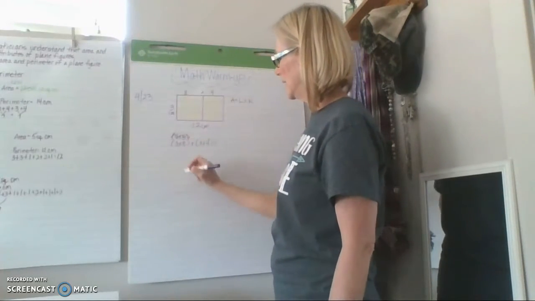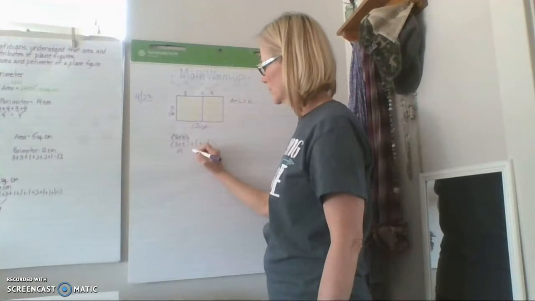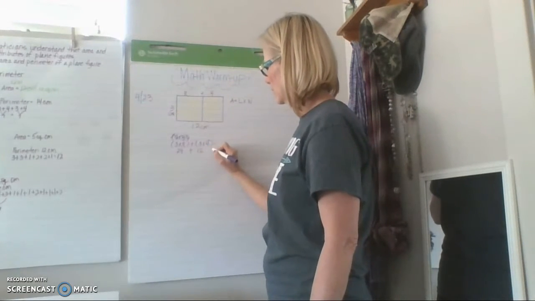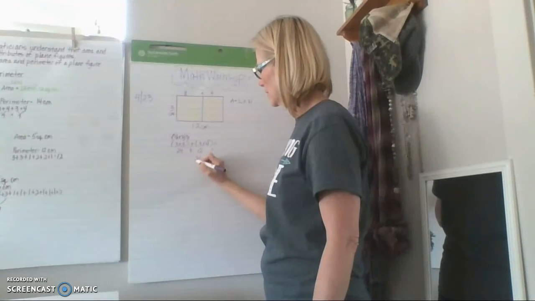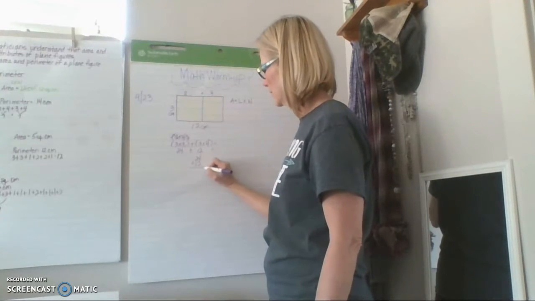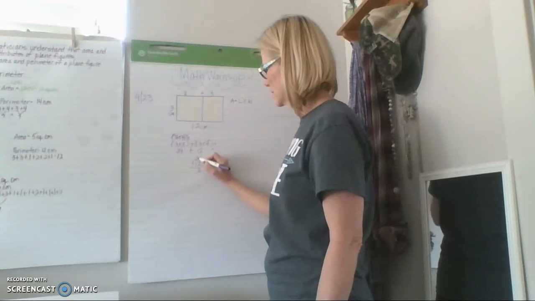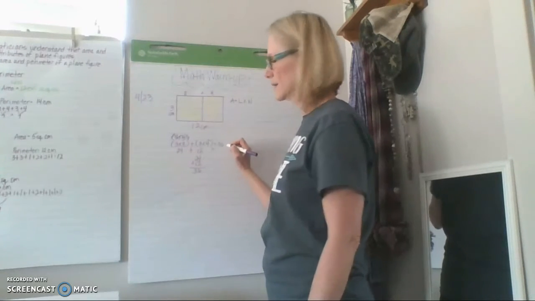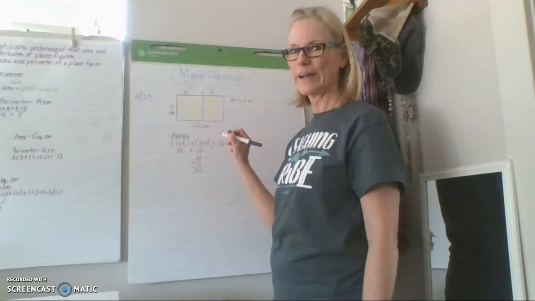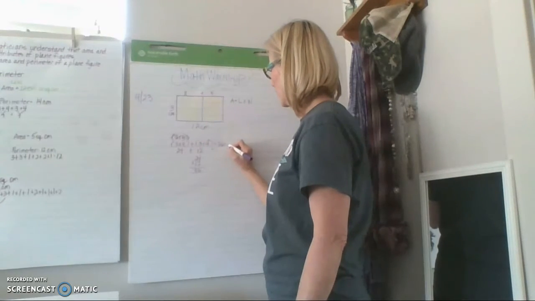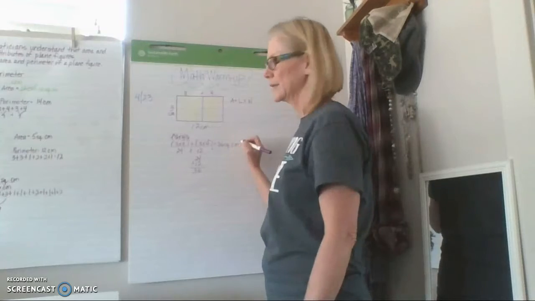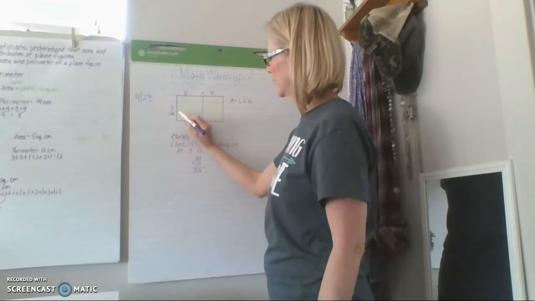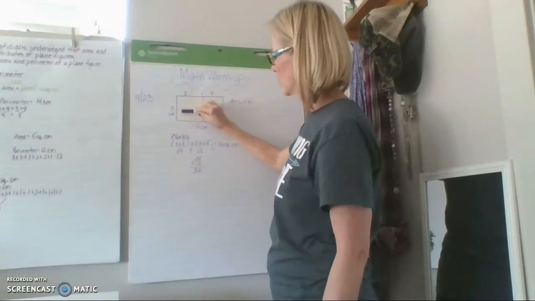So 3 times 8 is 24, plus 3 times 4 is 12. So if I add 24 plus 12, 4, 5, 6, 2 plus 1 is 3. I have 36. How do I label that? Square centimeters. And it's square centimeters because I'm saying 36 squares will fit in this overall area.